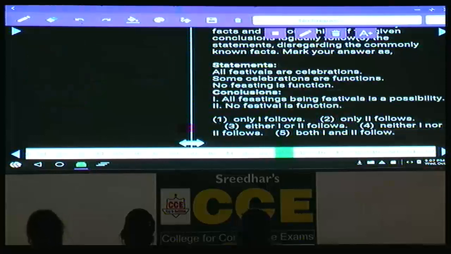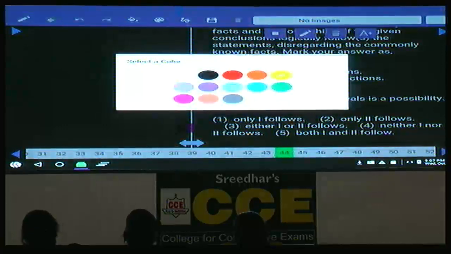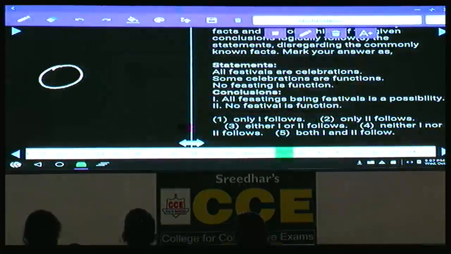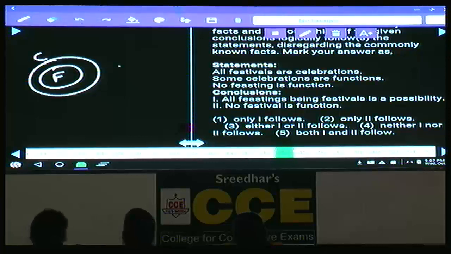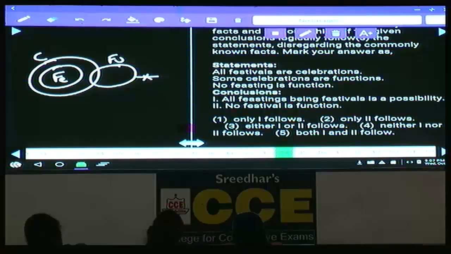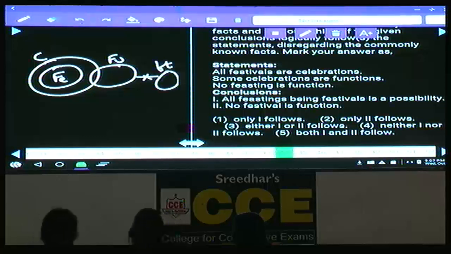Then coming to question number 44, all festivals are celebrations. These are the festivals which are celebrations, and some celebrations are functions. Now this is festival and this is function, and no feasting is a function. Now this is feasting which is a function, isn't it?